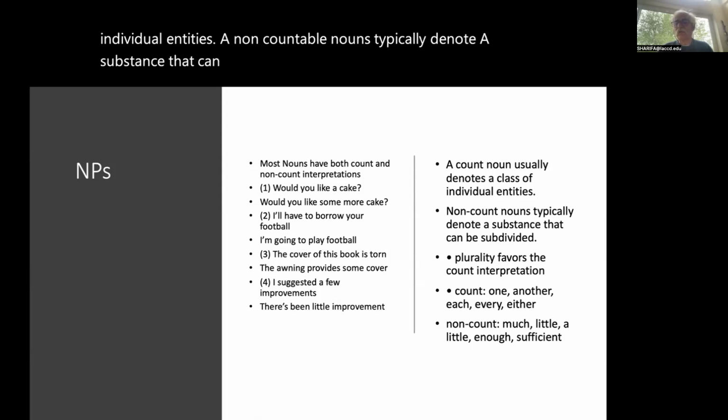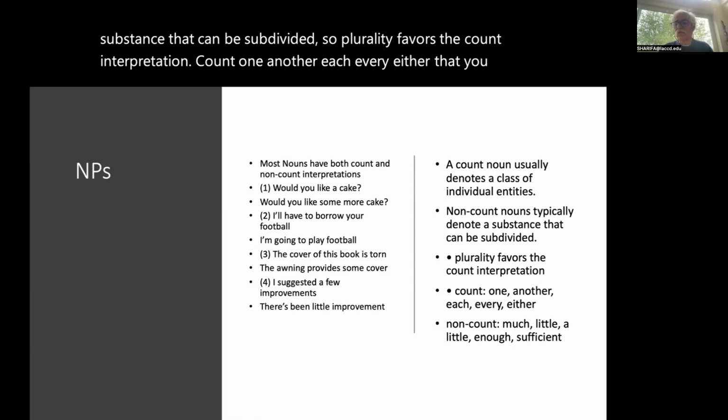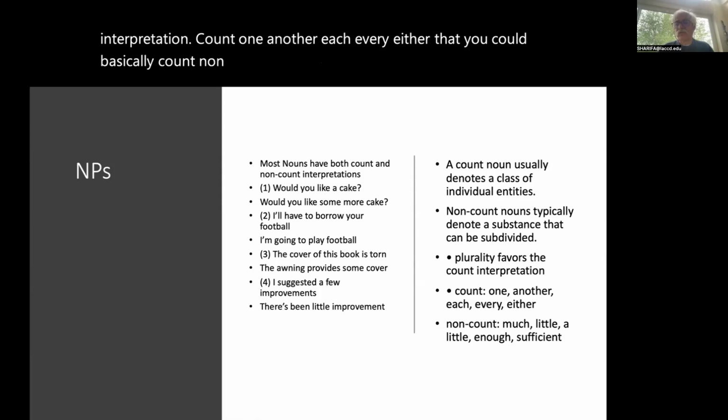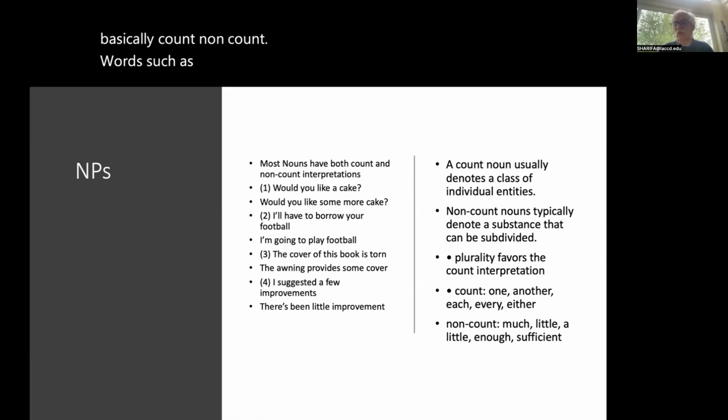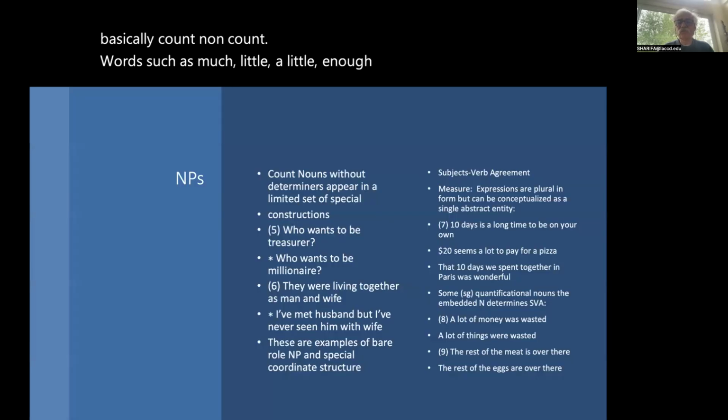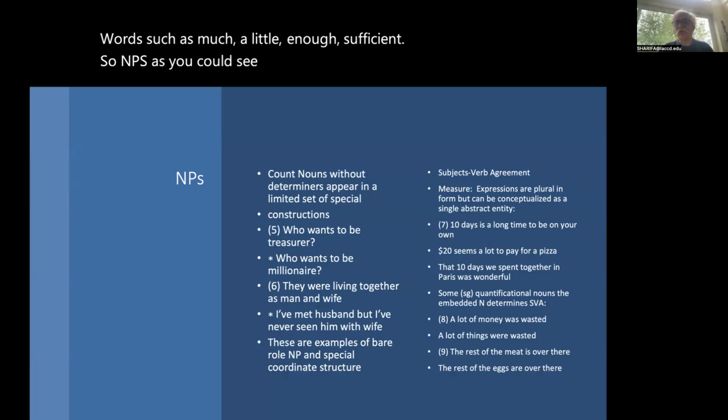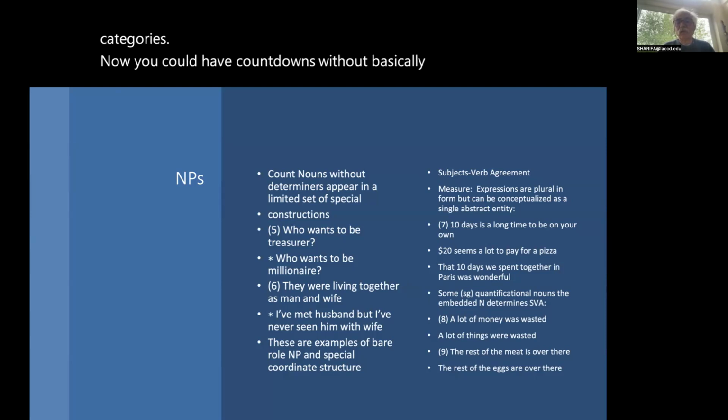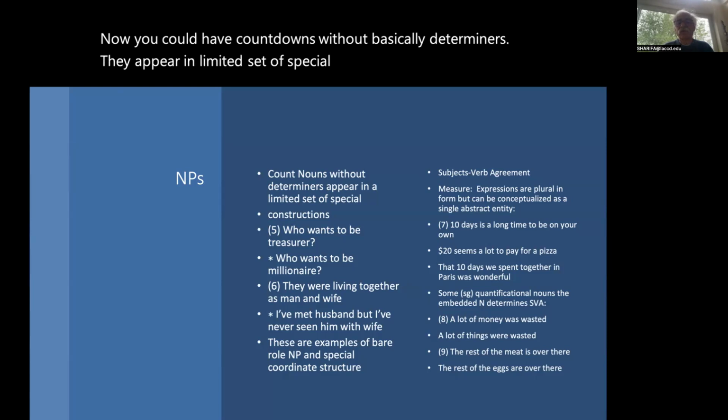So plurality favors the count interpretation, count one, another, each, every, either, that you could count. Non-count, words such as much, a little, enough, sufficient. So NPs, as you could see, qualify to be of different categories. Now, you could have count nouns without determiners. They appear in a limited set of special places, constructions.